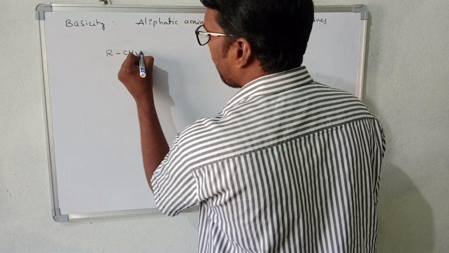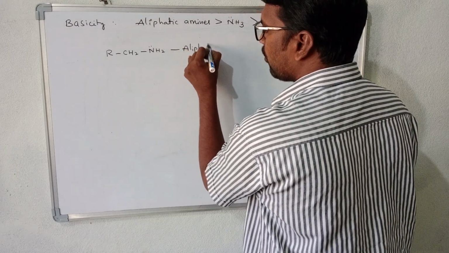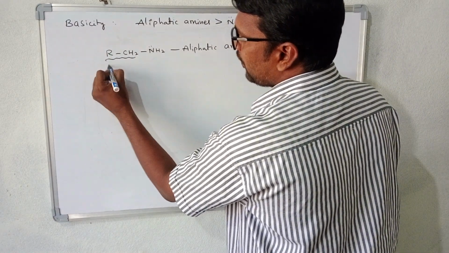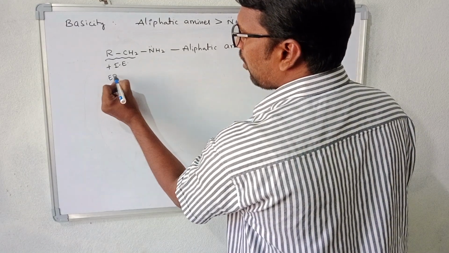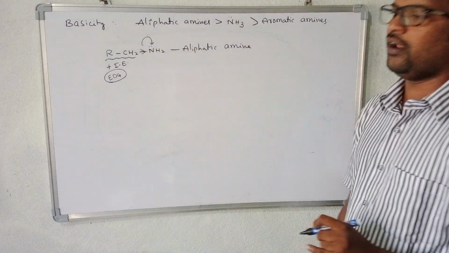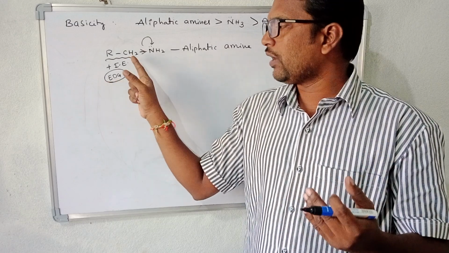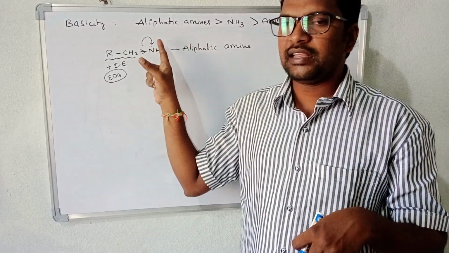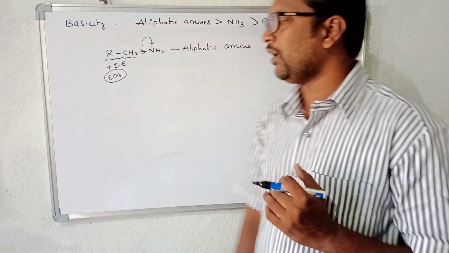When you take an aliphatic amine, it is present like this. It is an example for an aliphatic amine. In an aliphatic amine, this alkyl group is a plus I effect group, which means it is an electron donating group. So the electron donating group can increase the electron density on the nitrogen atom, because it can donate electron density to the nitrogen atom. So on the nitrogen atom, electron density increases, that's why it can easily donate that electron pair. By donating that electron pair, it has basic nature.